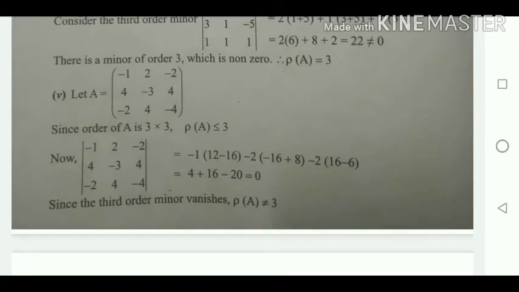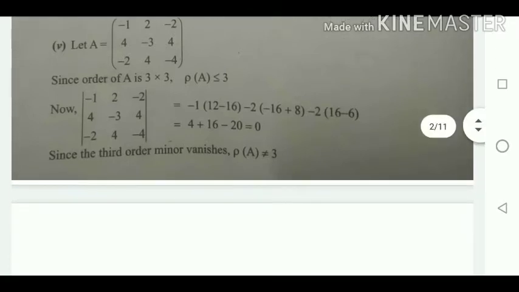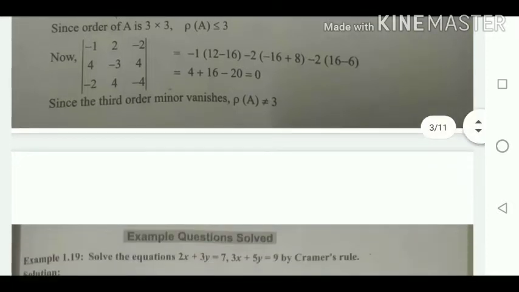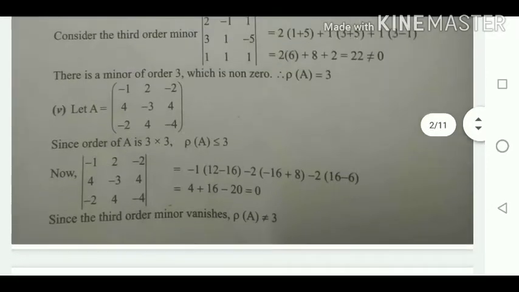The next one is also a 3 into 3 matrix. Let A equal to minus 1, 2, minus 2, 4, minus 3, 4, minus 2, 4, 4, minus 4. Since the order of A is 3 into 3, rank of A is less than or equal to 3. So here the answer is 0. That is, the determinant of A equals 0. Since the third order minor vanishes, the rank of A is not equal to 3. So we are going to see whether the rank is 2 or less than or equal to 2 by way of considering one minor. Okay.